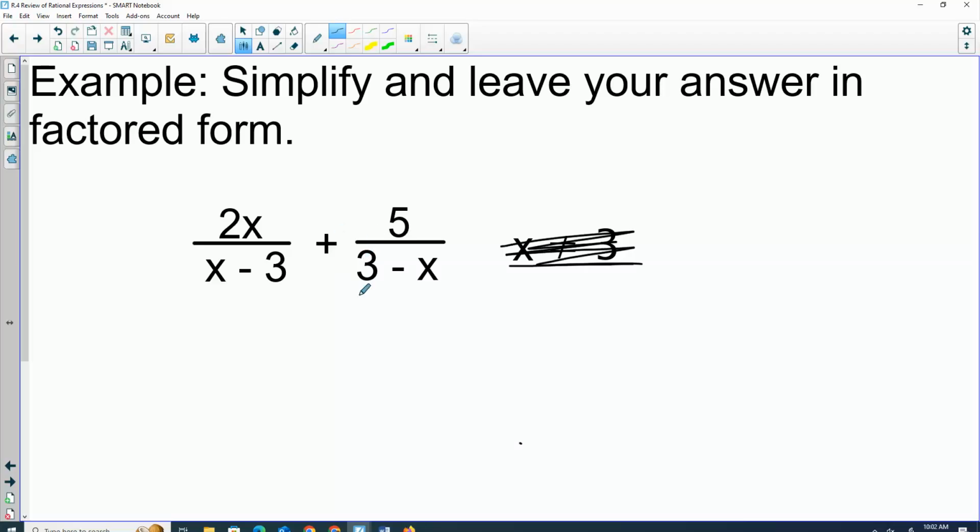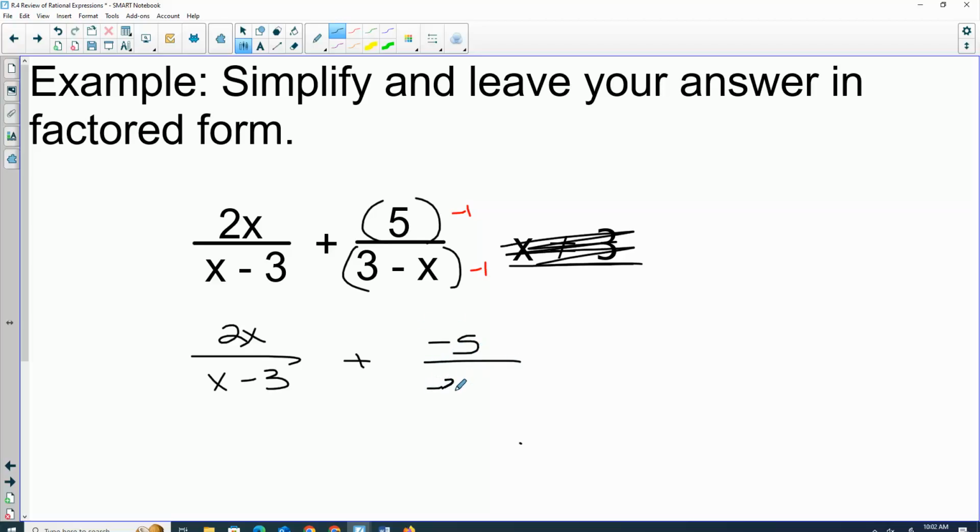We know we need to make the bottoms the same. Easiest way to do it is just multiplying this one by negative 1 on top and bottom. 2x of x minus 3 plus negative 5. This would be negative 3 plus x, which is the same as x minus 3. So now, when we add them together, my numerators are not the same, so we can't actually combine them. So it'll just be 2x minus 5 over x minus 3.